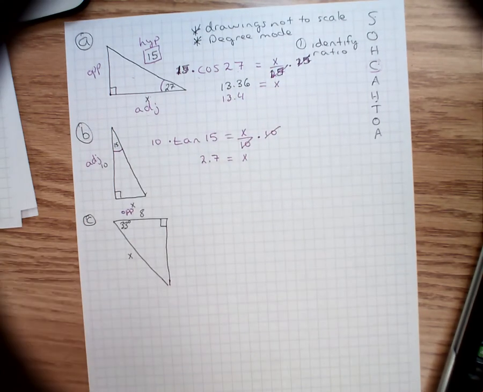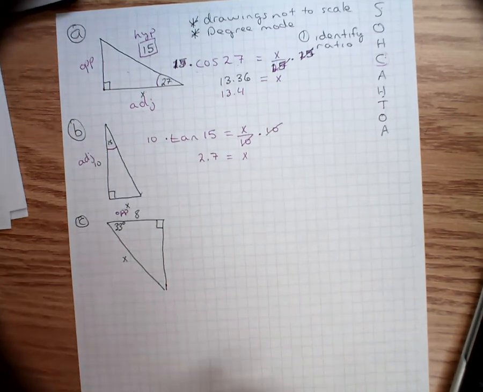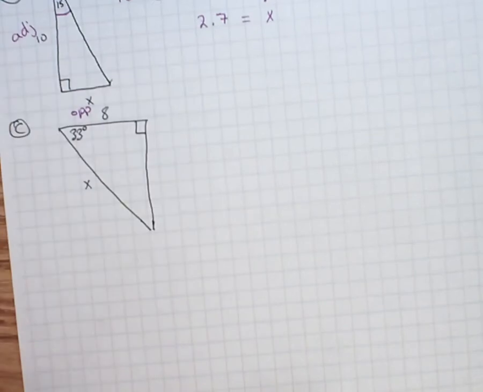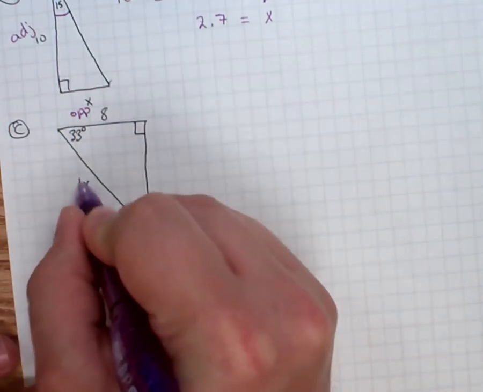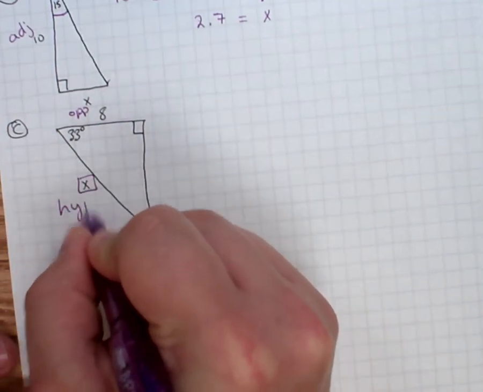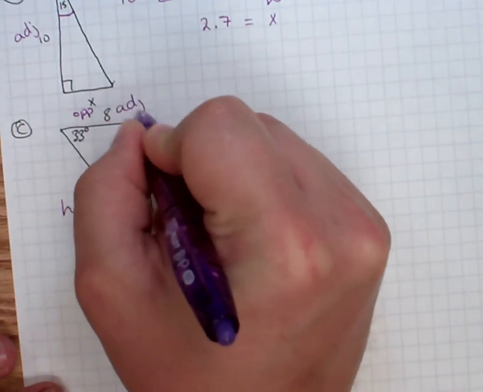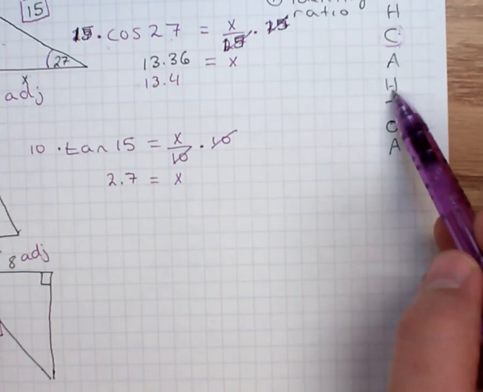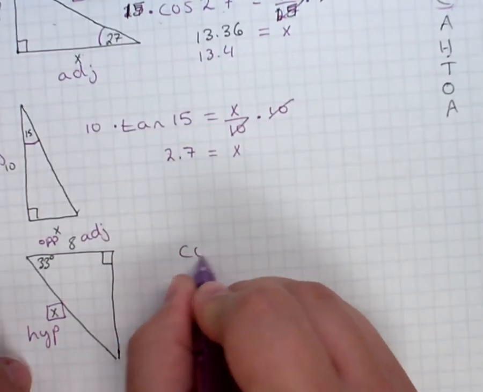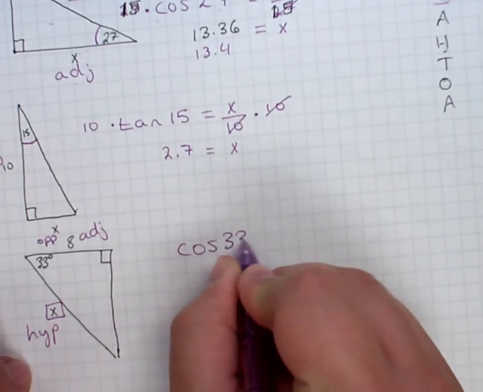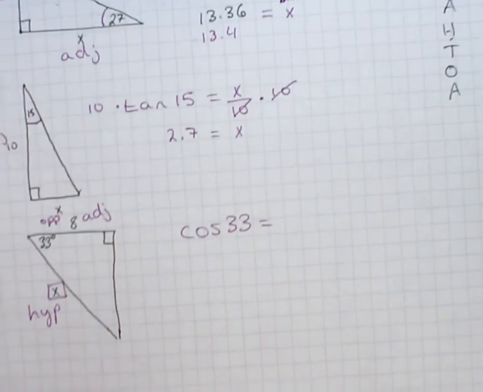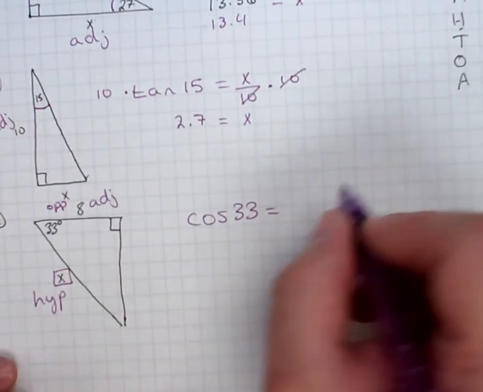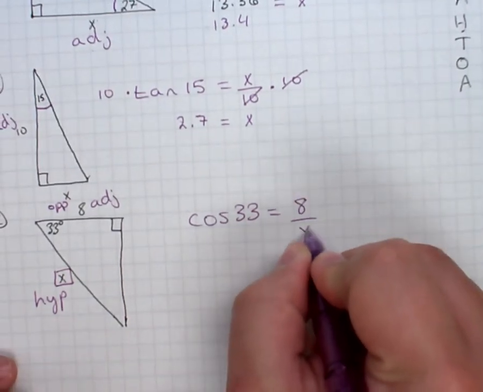Okay, finally, C. Help me out. Cosine of 33. Okay, so I would agree this is the hypotenuse. And this is our adjacent side. So we are dealing with cosine, adjacent, and hypotenuse. So cosine of 33 is equal to my ratio of adjacent divided by hypotenuse. So 8 divided by x.